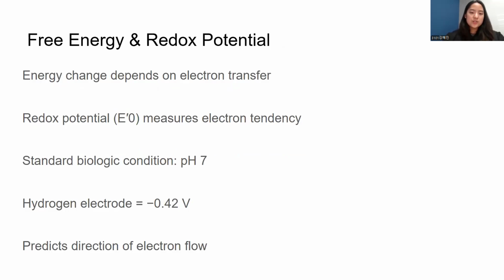Next, I will move on to free energy and redox. Free energy is basically a tendency of molecules to donate or accept electrons. This tendency of accepting and donating electrons is usually written as E0, which measures this tendency. The standard biologic condition here is pH 7, and this is equivalent to the hydrogen electrode at -0.42 volts. This kind of information helps us to predict the flow of electrons and metabolism rate.